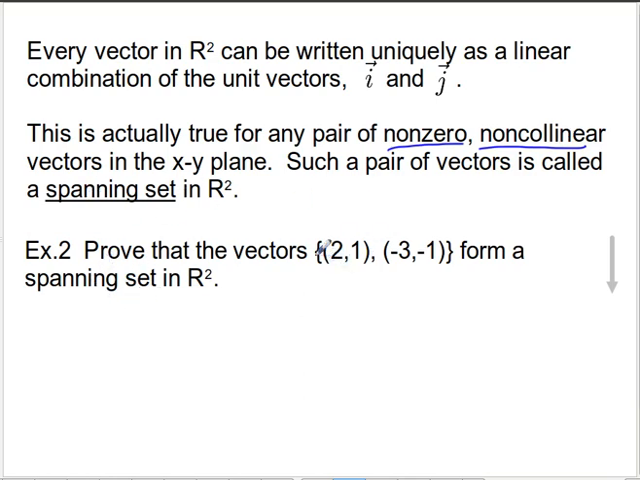So how do we prove that we have two vectors here? How do we prove they form a spanning set? Now in this case, I'm not trying to find a specific point like I did in my first exercise. Now I'm trying to find something generic. So what I want to do is set a generic vector x, y, and I want it to be the linear combination of these two vectors.